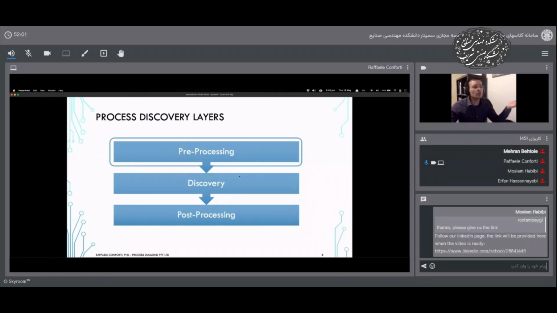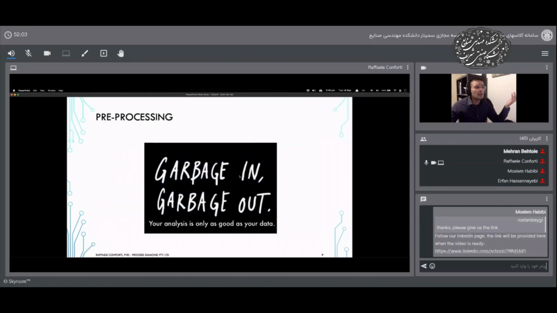So in the context of pre-processing, I tend to follow the idea that if you have an event log that is garbage, so that there is a lot of bad information, like noise, so of bad quality, you cannot expect to have a good model.